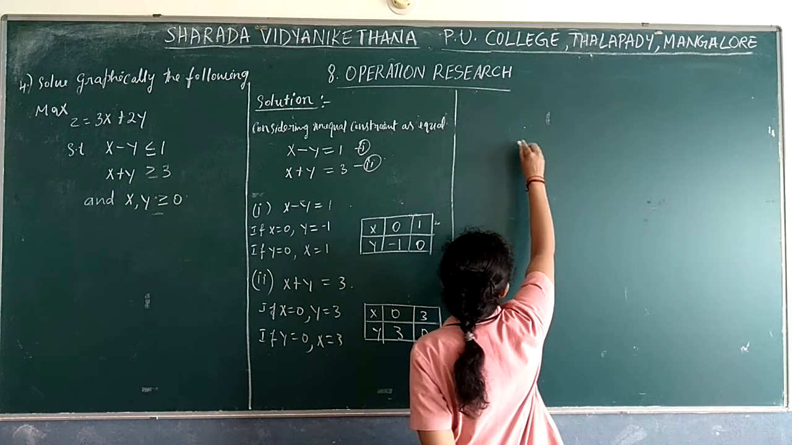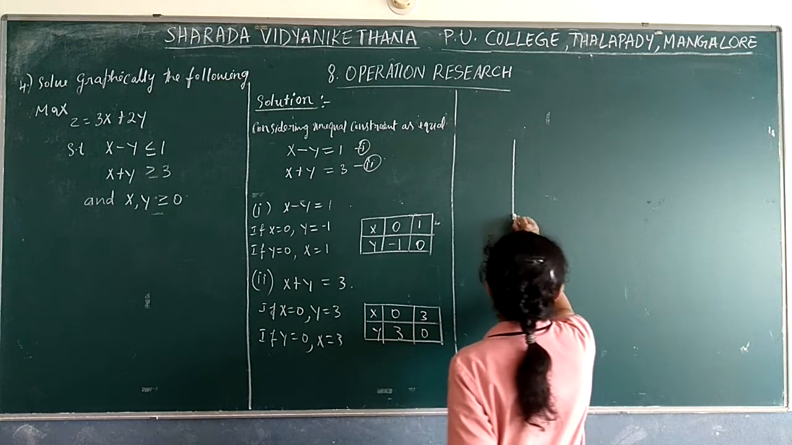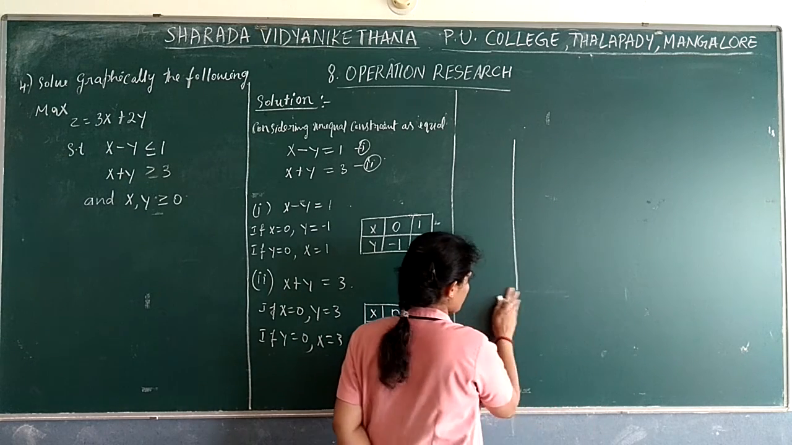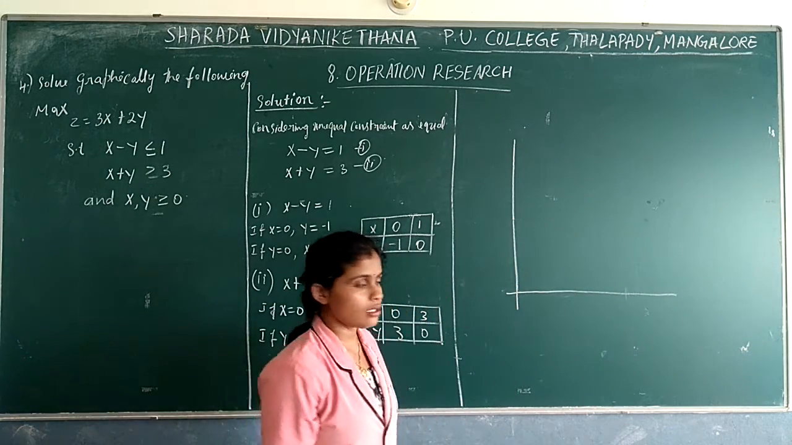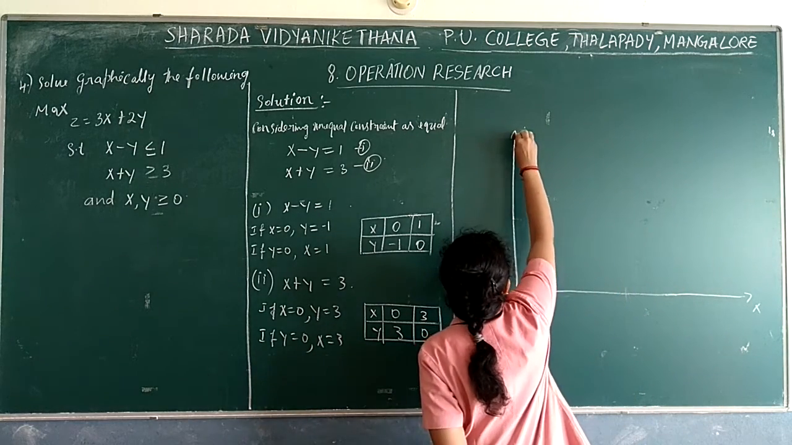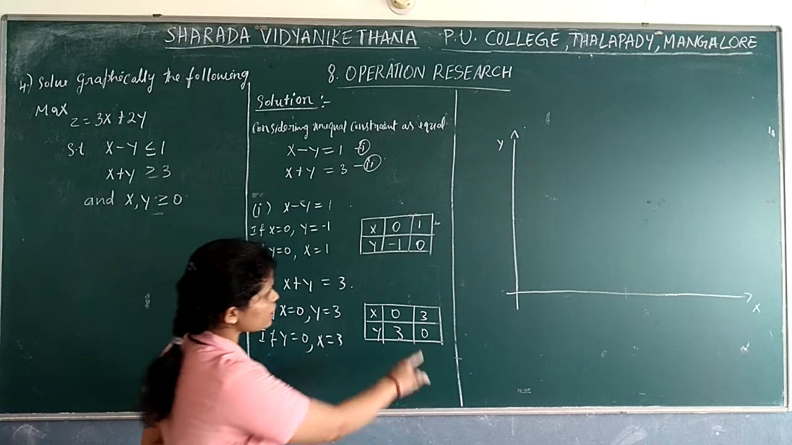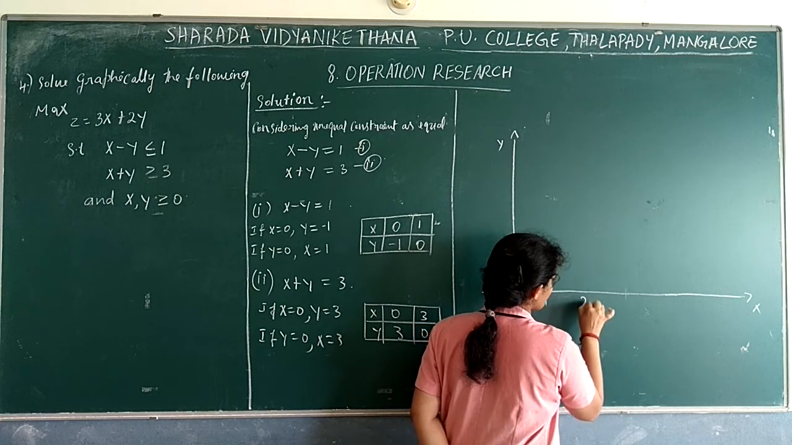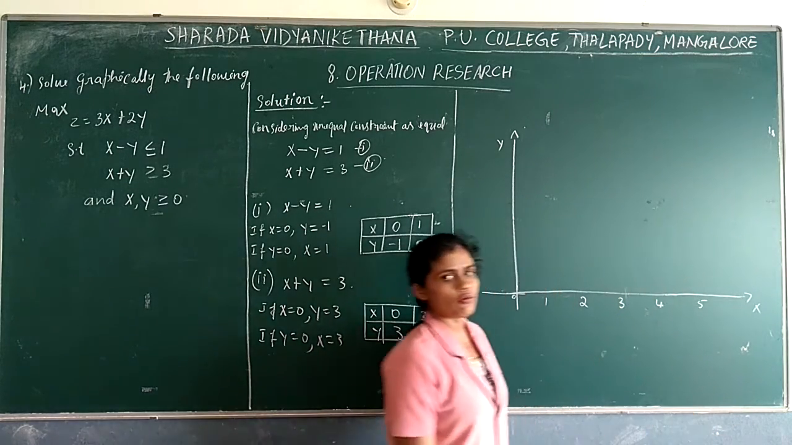Now draw the x and y axis. The problem is with drawing the graph only. I hope you are practicing it. You have to practice on the graph sheet, otherwise it will go wrong. This is the x-axis, this is the y-axis. Now see, on the x-axis the maximum value is 3. So we can go like here: 0, 1, 2, 3, 4. We can write 5 also, if you have place.